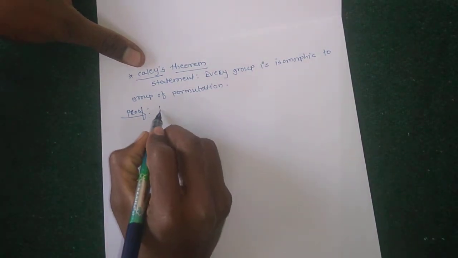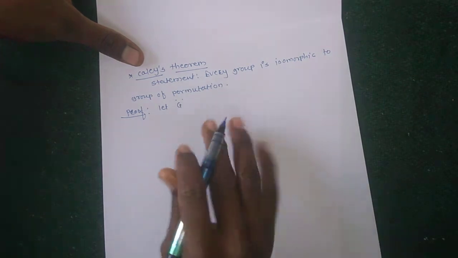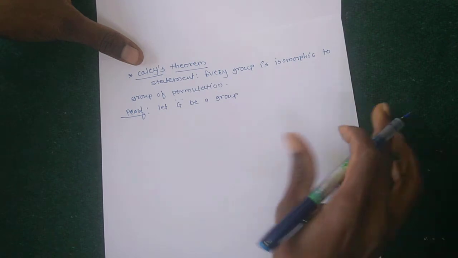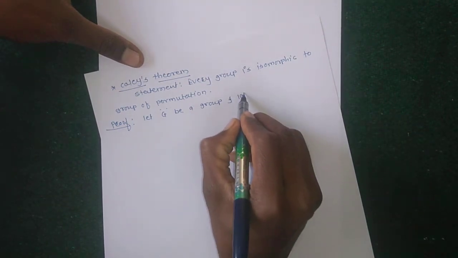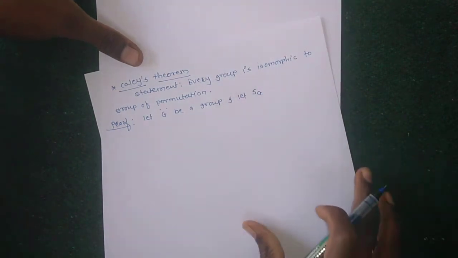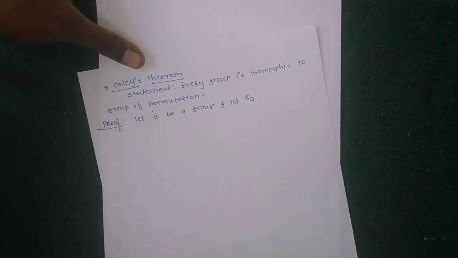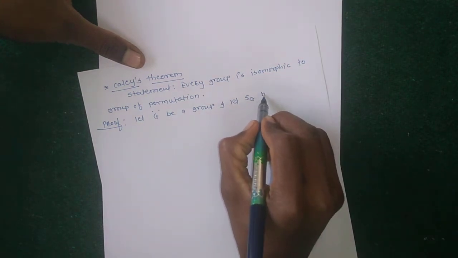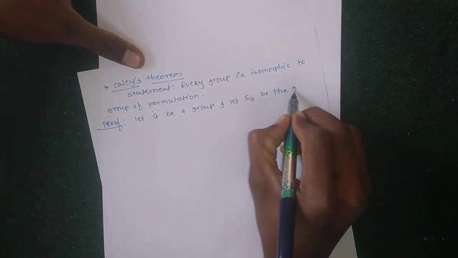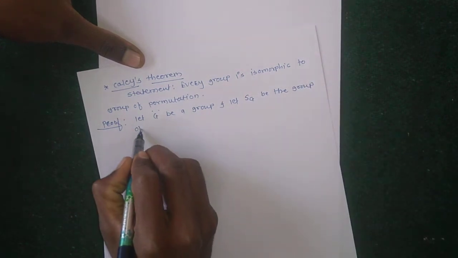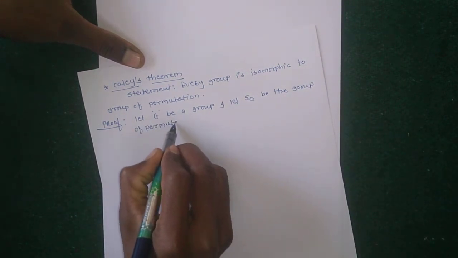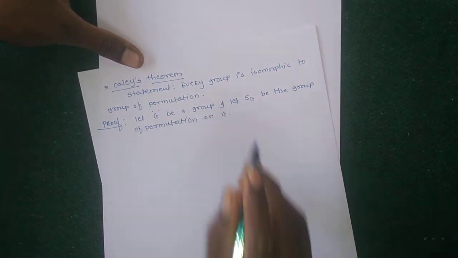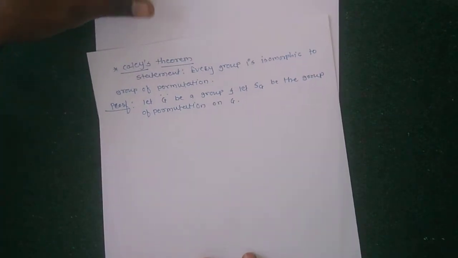Let G be a group. And let S_G, this notation is the set of the group of permutations, be the group of permutations on G. Okay.